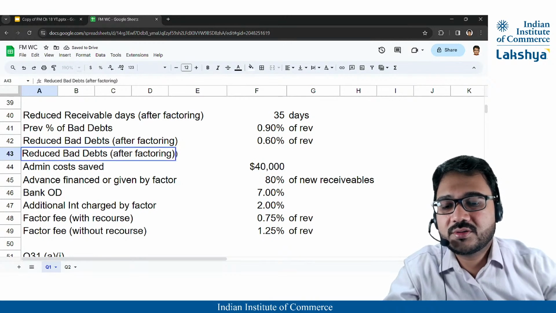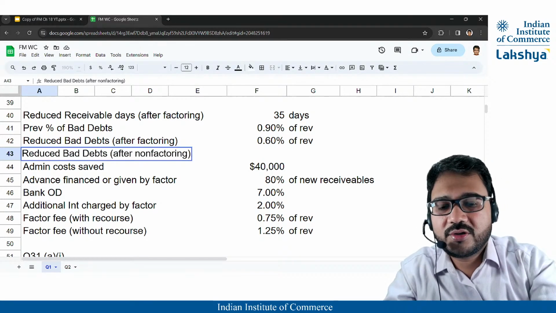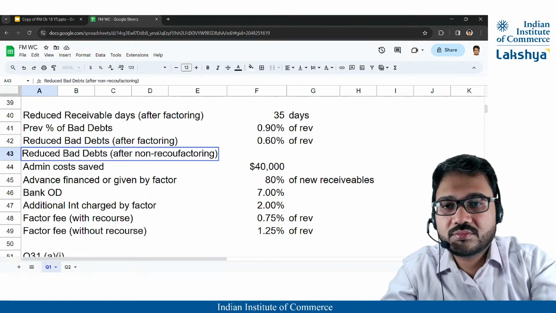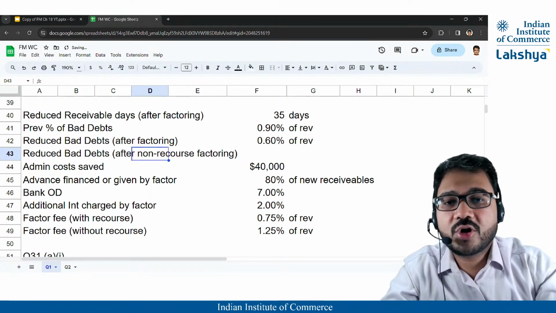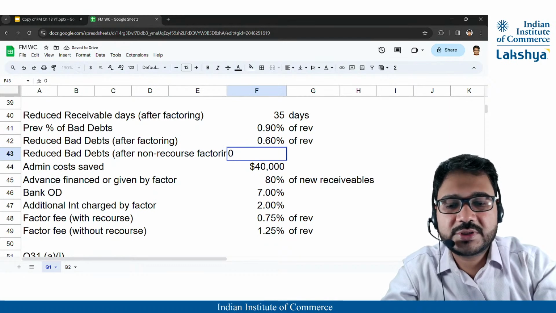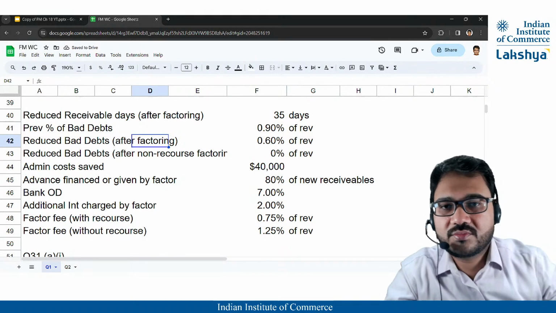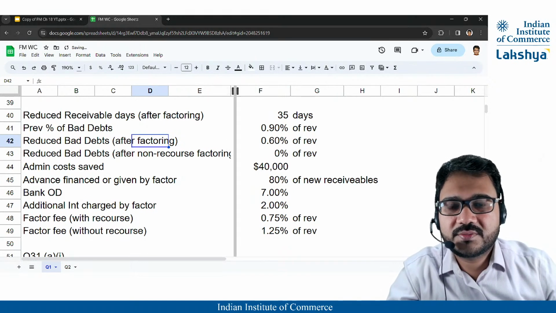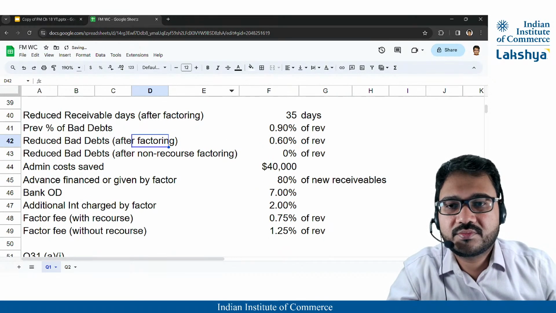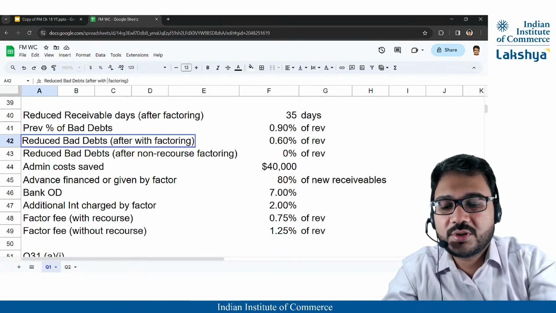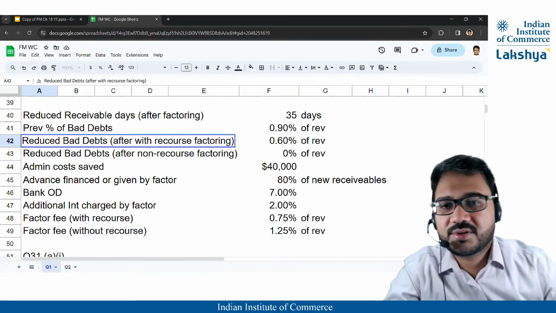after non-recourse, 0% of the revenue. Let me just extend this. This is after factoring, with recourse.